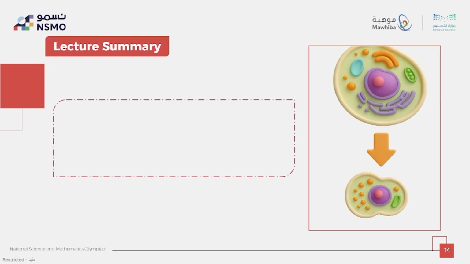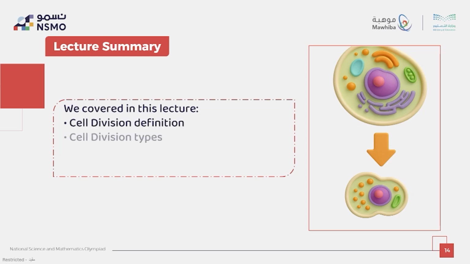Let's sum up the lecture. In this lesson, we learned why cells divide, the type of division, the cell cycle, and interphase. Okay? And this knowledge prepares us for the next lesson on mitosis. When we study mitosis, we will know that mitosis has four stages: prophase, metaphase, anaphase, and telophase.